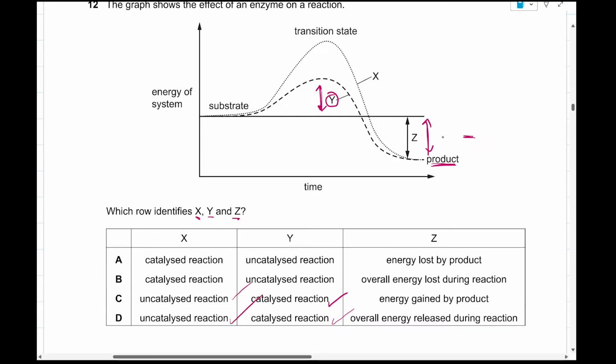And then Z, as we mentioned earlier, is the energy lost by a system, or the energy released during a reaction. So energy loss is the same as energy released. This would be an endothermic reaction, or energy gained by product, if the overall energy of the system was higher at the end. Therefore, the answer is going to be D.